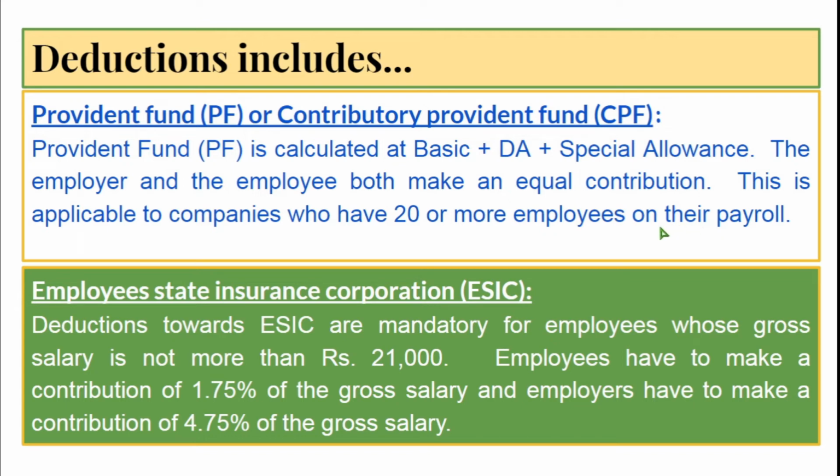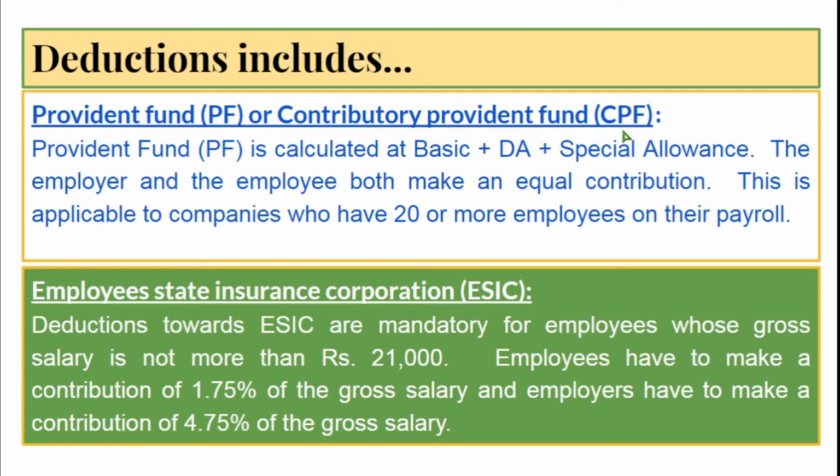PF is a social security tool for salaried people of India. In the PF program, an employee can contribute 12% or more of his salary, while in the CPF program, an employee can contribute between 10 to 20% of his salary depending on department policy.